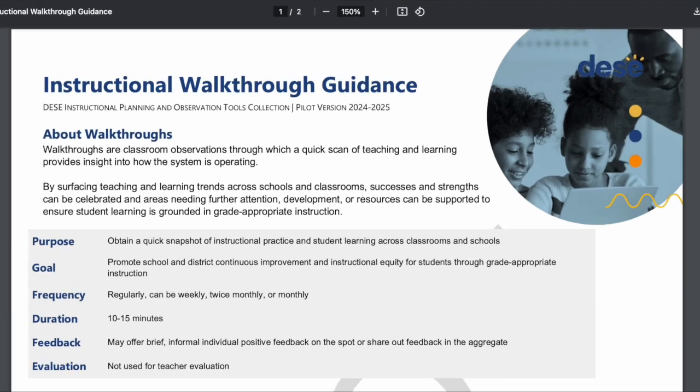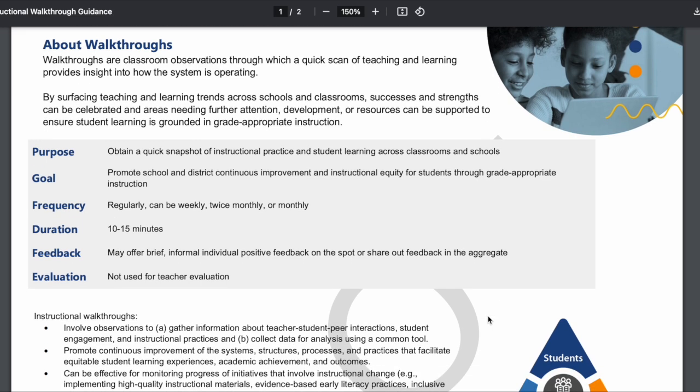Here is the guidance. We're going to orient first to the purpose, the goal. I love that it says 10 to 15 minutes. Sometimes I think we stay in classes a very long time, so it's also strategically choosing the 10 to 15 minutes, right? They all look different. Really thinking about the goal being continuous improvement, and the frequency being very regular. This could be monthly. It could also be weekly. It depends on how much time you have.